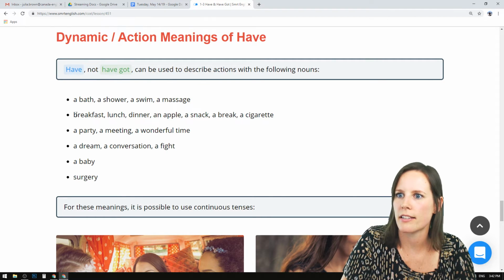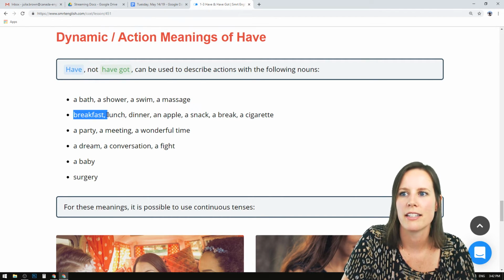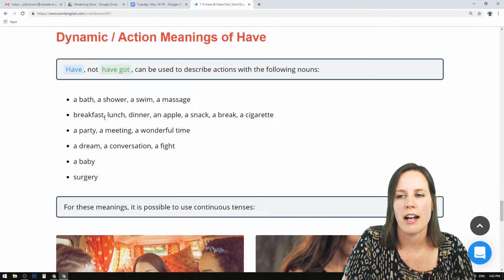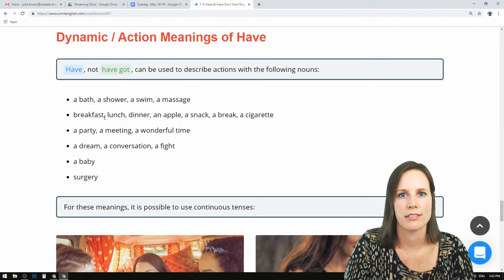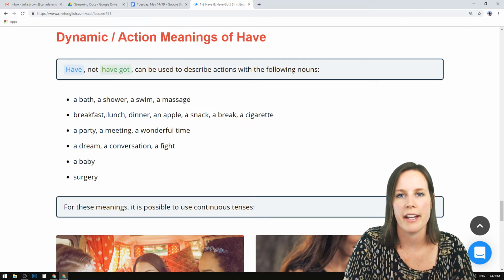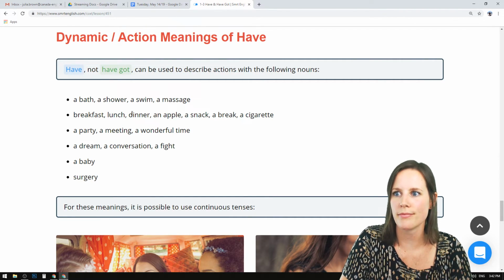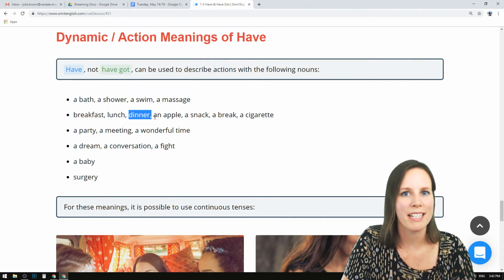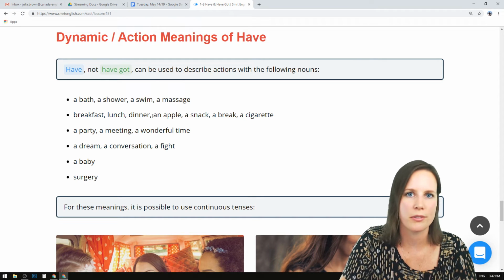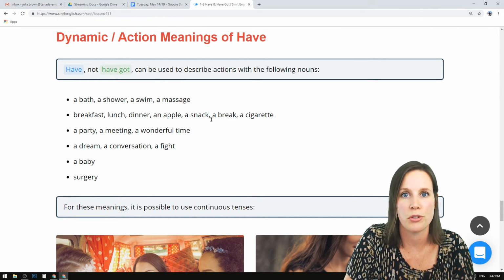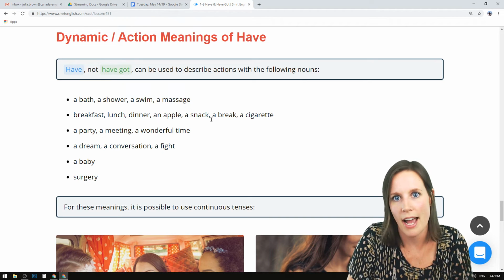Let's see here. For meals, we could say we are having breakfast, or they are having lunch. They are having a nice big dinner. And it goes for a lot of other situations too. Apples, snack, a break.